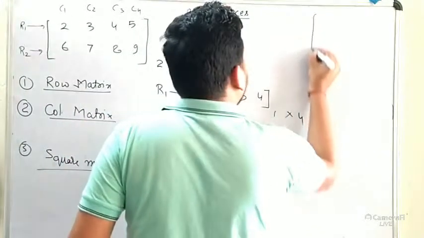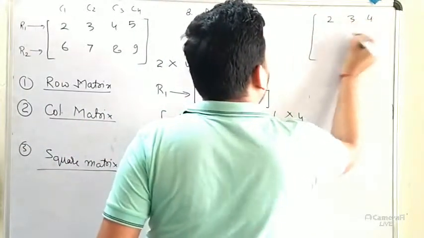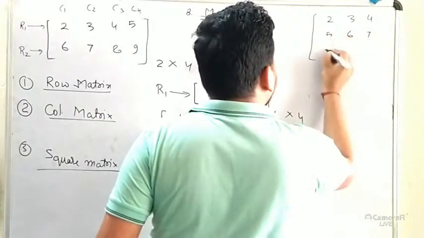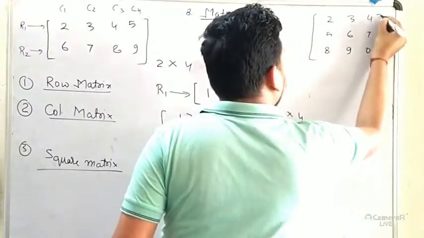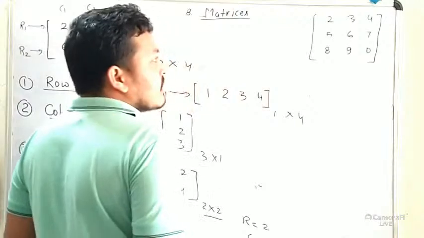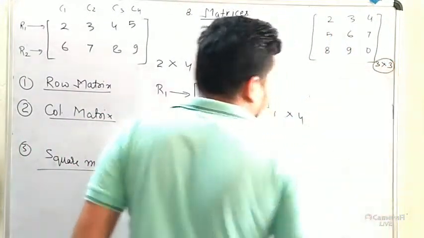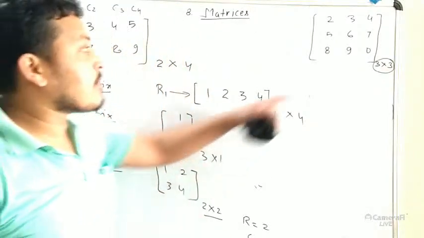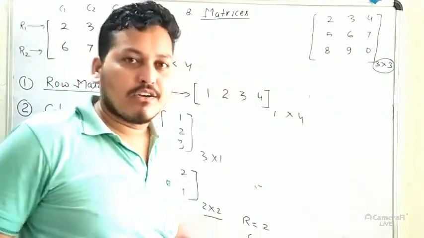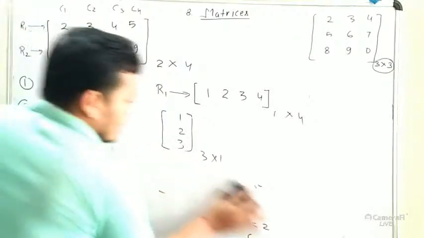Next example: 2 3 4 5 6 7 8 9 0. What is the order? 3 by 3. The number of rows and number of columns are equal. So this is also an example of the square matrix. Okay, next is zero matrix.